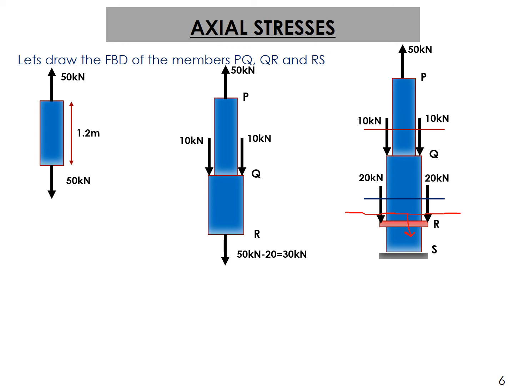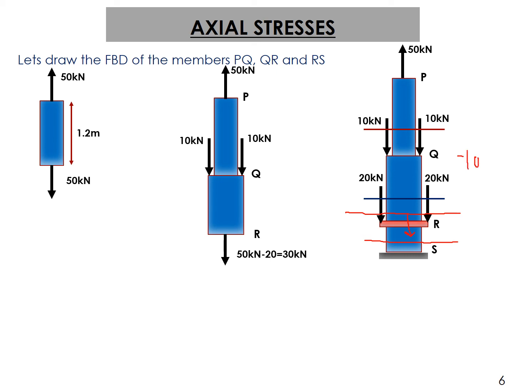Now next comes member RS. In member RS, again we go for a section, taken anywhere between R and S. I think you can find on your own the load acting at this section. Above this section we have 50, then 10, 10, 20, and 20, 20, 40. It means 40, 50, 60 downwards, and 50 upwards. So we have minus 10 kN.